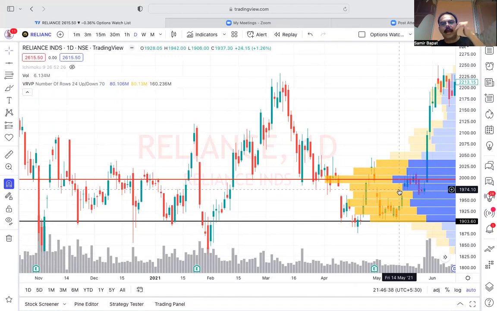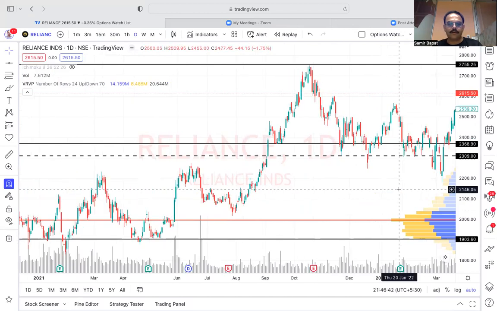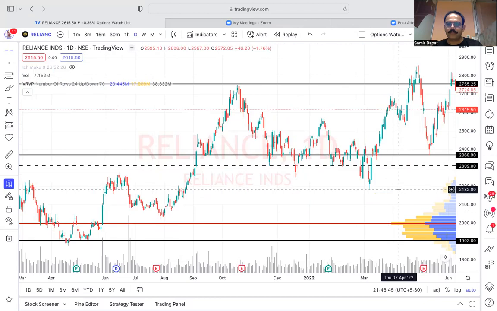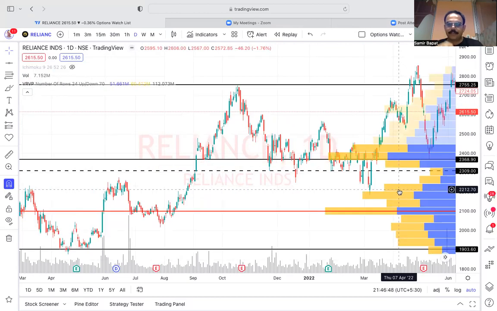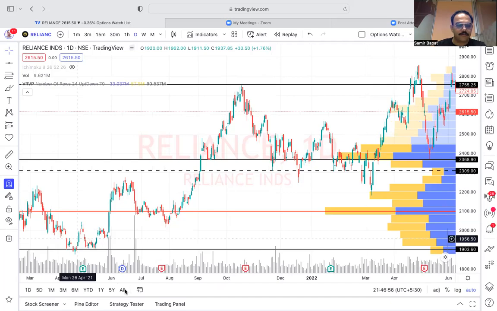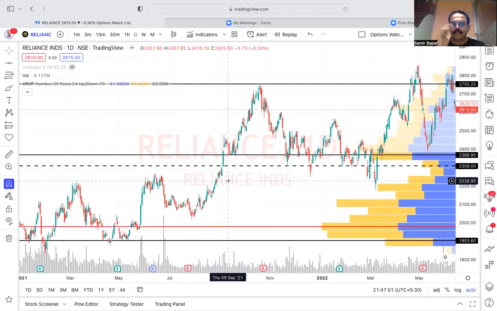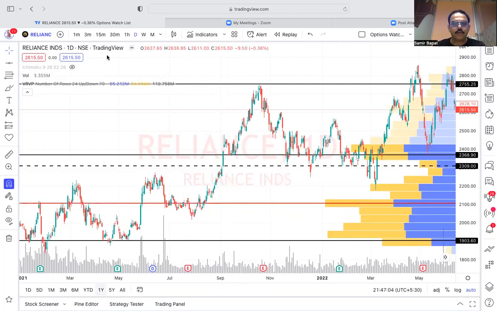So you will have a different level. One is what you are seeing visually. Let's say if you open it for almost 2 years, from March 2021, this is the profile for 2 years. Correct? Everyone okay?